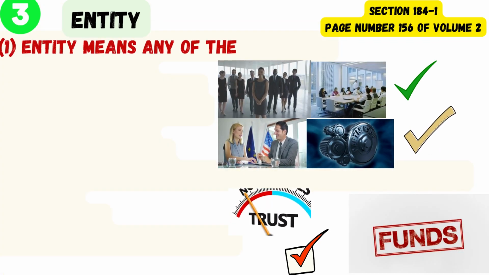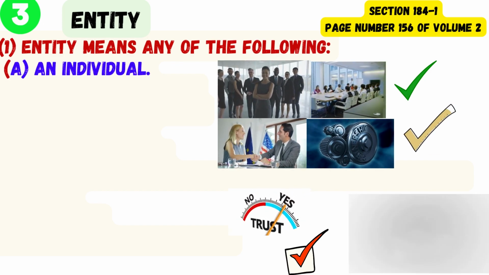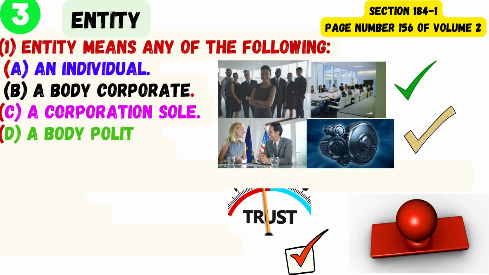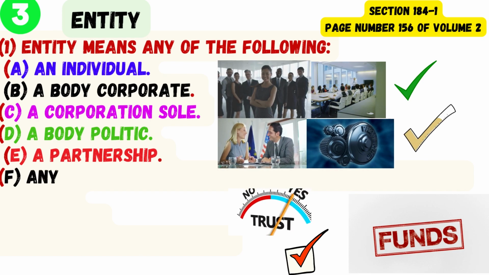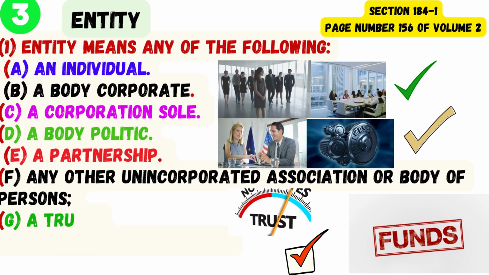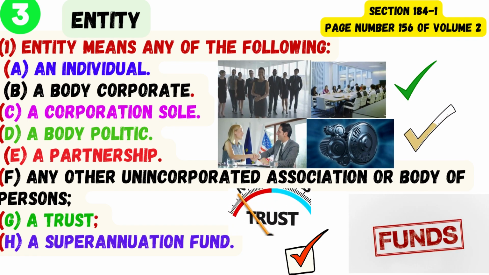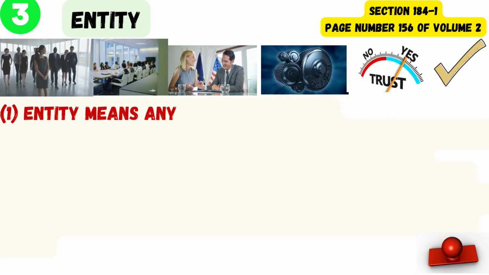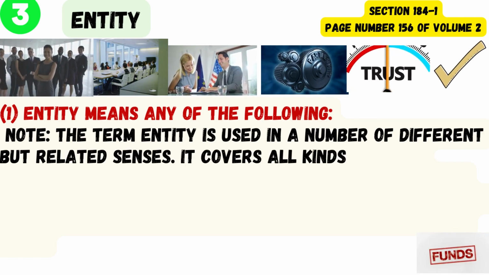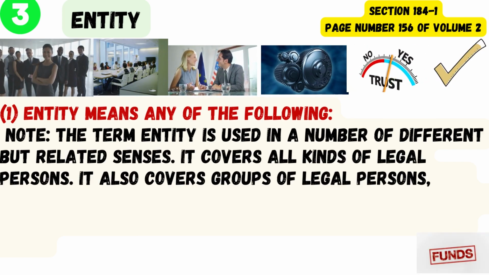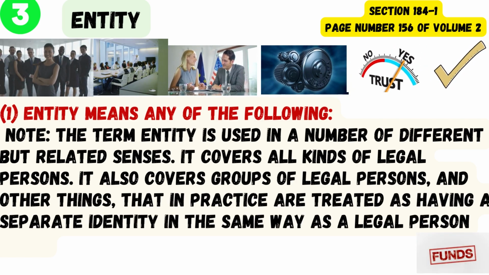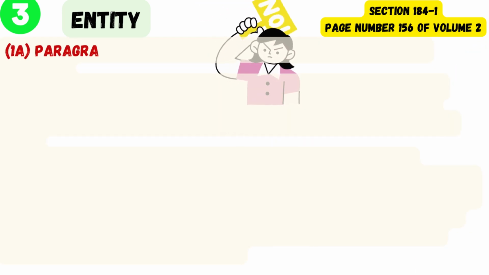1. Entity means any of the following. A. An individual. B. A body corporate. C. A corporation sole. D. A body politic. E. A partnership. F. Any other unincorporated association or body of persons. G. A trust. H. A superannuation fund. Note, the term entity is used in a number of different but related senses. It covers all kinds of legal persons. It also covers groups of legal persons, and other things that in practice are treated as having a separate identity in the same way as a legal person does.